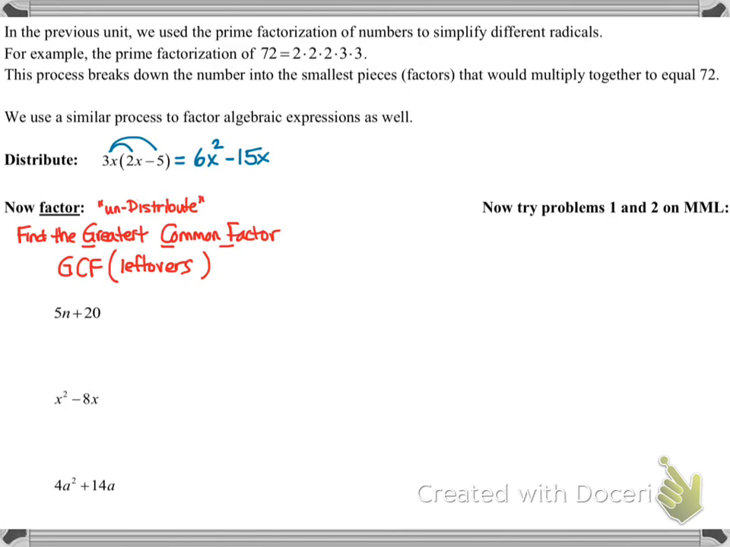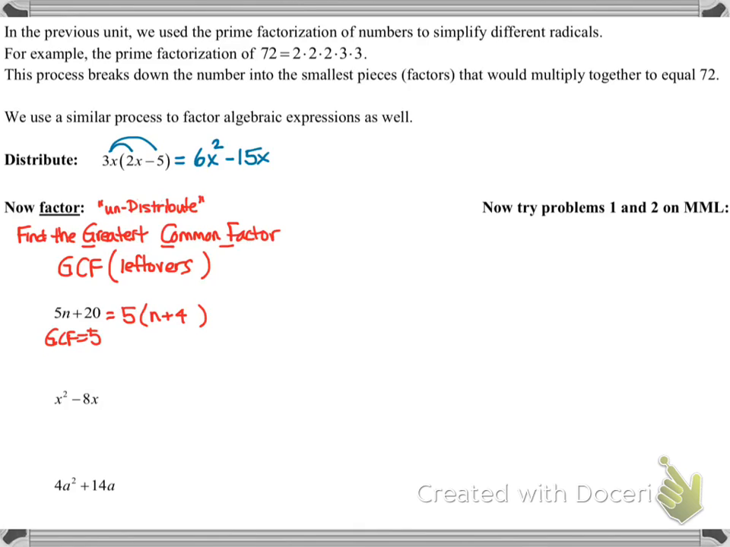If we look at this first example, I notice that we've got 5n and 20. The GCF between those two numbers is 5. So I'm going to factor a 5 out to the front and then determine what would be left inside if I undistributed a 5. And when I say undistributed, I'm basically saying divide. So 5n divided by 5 is just the n, and 20 divided by 5 is just the 4. Notice if I were to redistribute that 5, we would get back that original problem, 5n plus 20.